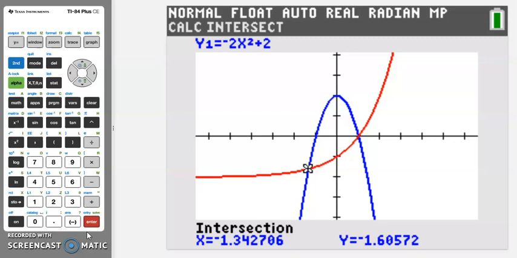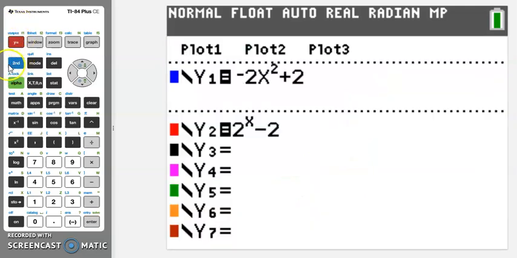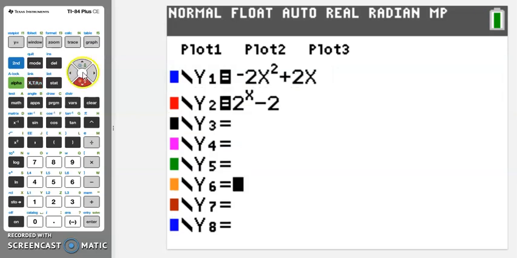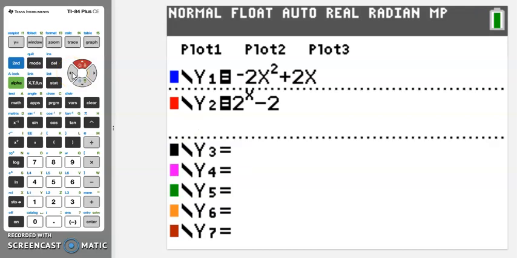Okay, to do example 4, let's go back to y equals. And you will note that the left side is almost the same here. So the only change is there is an x multiplied by 2 at the end. So use your arrows to go to the end of the line and just type x to modify that first equation.